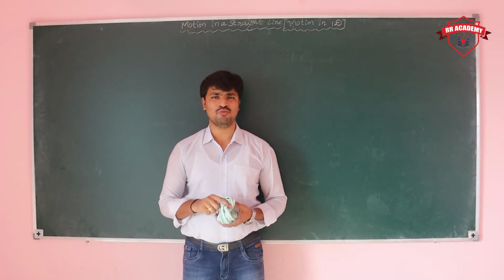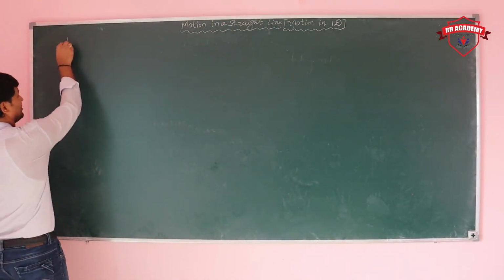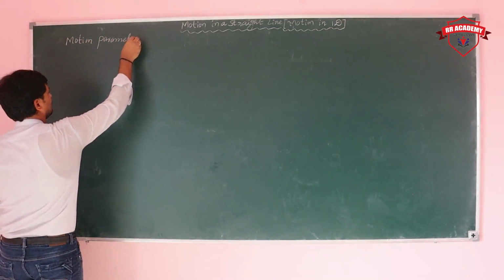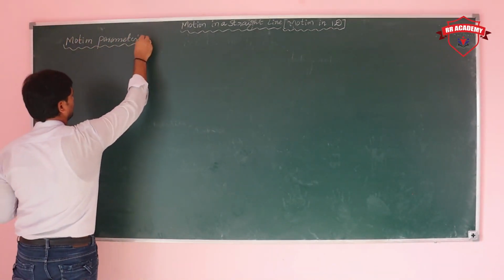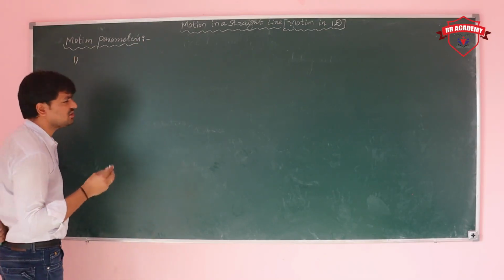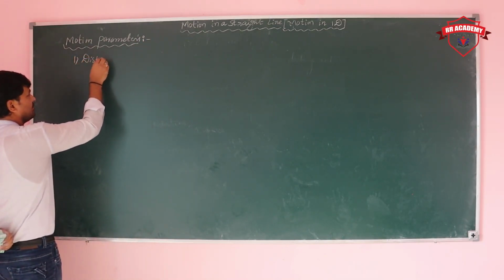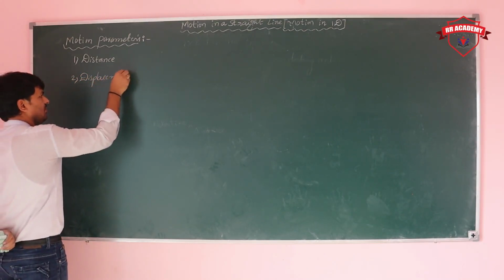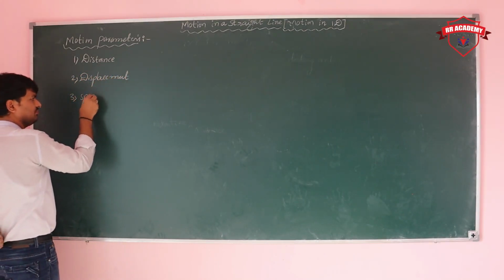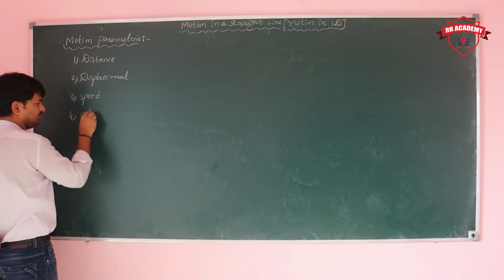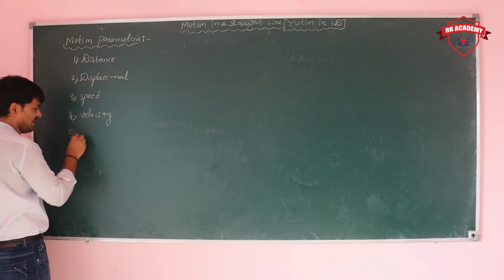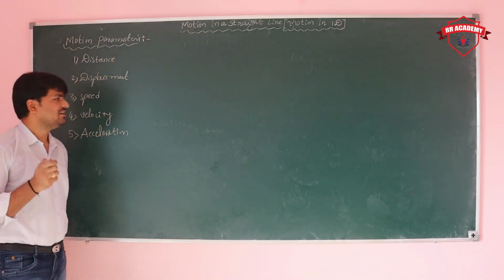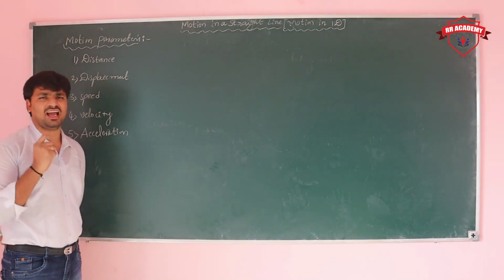So let's move to motion parameters. What are motion parameters? In motion parameters, first of all, we are talking about distance, then displacement, speed, velocity, and then acceleration. Distance, displacement, speed, velocity and acceleration.